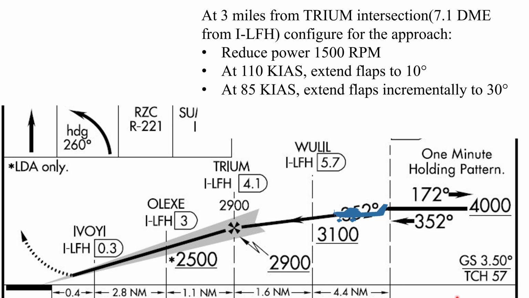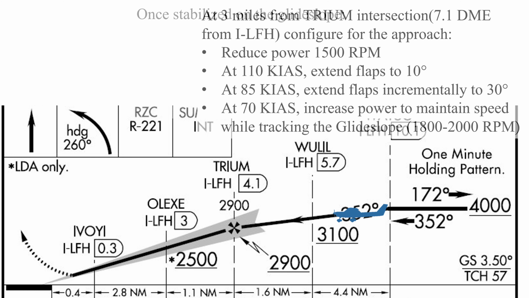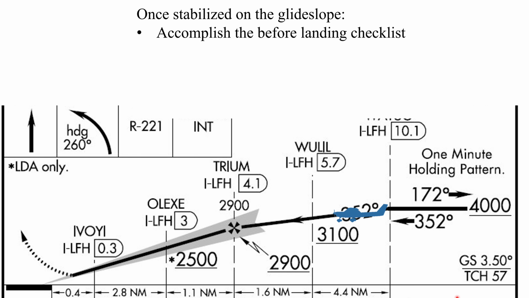At 85 knots of indicated airspeed, then we'll go ahead and extend the flaps incrementally to 30 degrees, so 1 notch at a time down to 30 degrees. And then at 70 knots or maybe just a little bit before, increase that power to maintain that 70 knots as you track the glide slope down. Usually around 1800 to 2000 RPMs is what you're going to need to track that glide slope. Once we're stabilized on the glide slope, we'll go ahead and accomplish the before landing checklist.